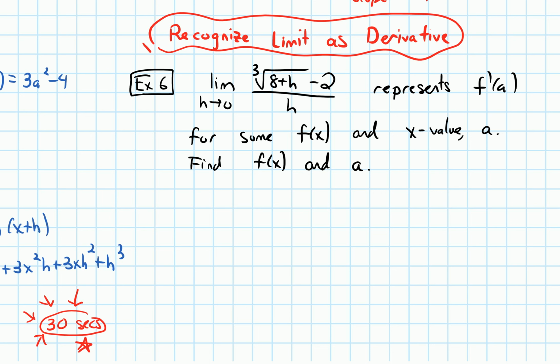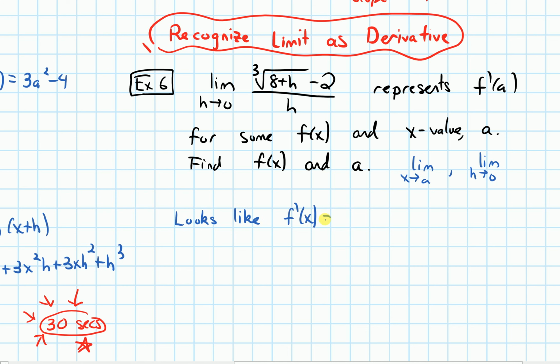This problem tells us that this limit is a derivative of some function evaluated at some number a. We have two forms for the definition of the derivative. One of them is a limit as x approaches a, and the other is a limit as h approaches 0. Out of the two, this looks like the second. This looks like the limit as h approaches 0. That's how I want to begin.